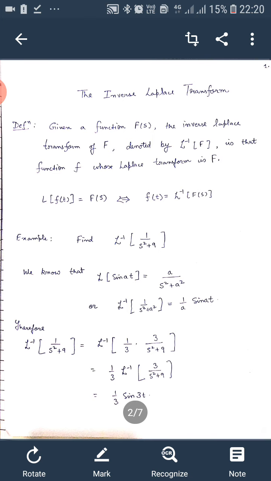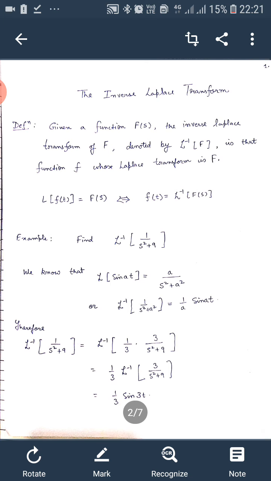So let us come to the definition of the inverse Laplace transform. Given a function F(s), the inverse transform of F, which we denote by L inverse of F(s), is that function small f whose Laplace transform is capital F. More specifically, if the Laplace transform of a function f(t) is equal to F(s), then the inverse Laplace transform of F(s) gives us f(t), which is a function of time.